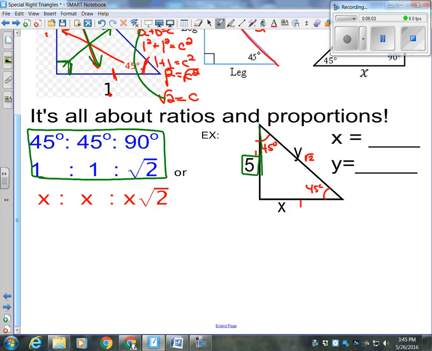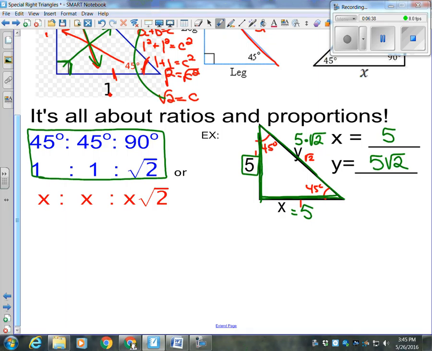Well, if I make this side 5 times larger, guess what happens to this side? Yep, it's also 5 times larger. Well, if I make this side 5 times larger and that side 5 times larger, guess what happens to that side? Yep, you guessed it. It's going to be 5 times larger. But the thing of it is it's going to be 5 times the square root of 2 times larger, which is 5 square root of 2. So I'm going to end up with a y unit, which is the longest side, with a square root of 2 in it. So x is 5, and the y is 5 square root of 2.